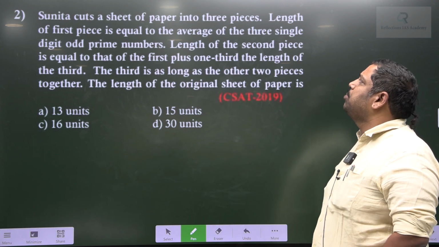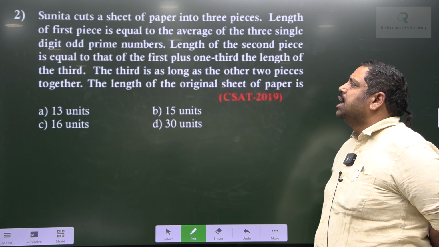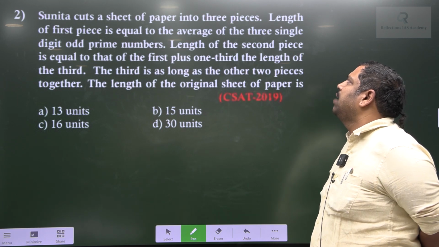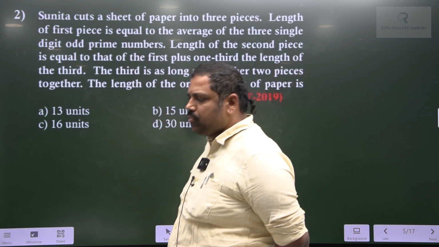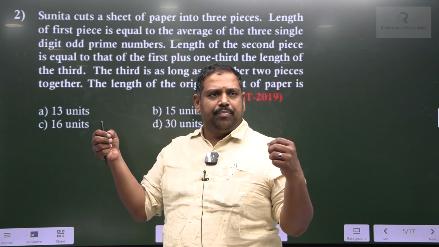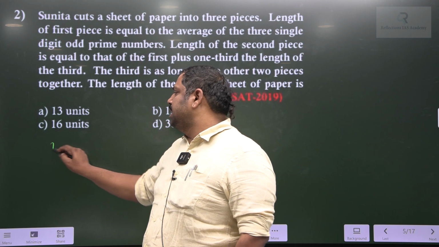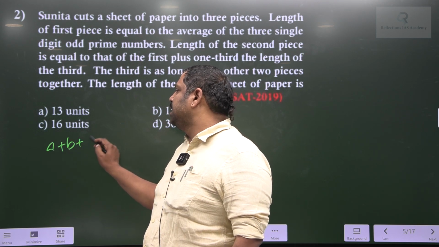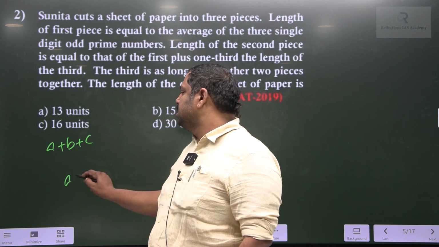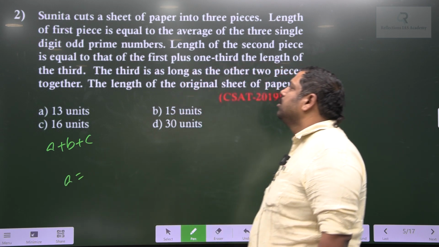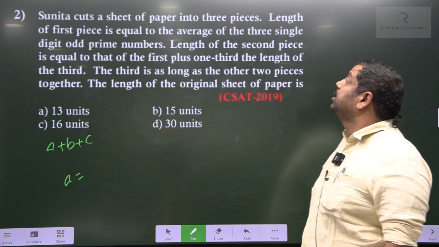Sunita cuts a sheet of paper into 3 pieces. Length of the first piece is equal to the average of the 3 single-digit odd prime numbers. So there is a paper. Its length is A plus B plus C because I am cutting it into 3 parts, right? The length of the first part is the average of the first 3.